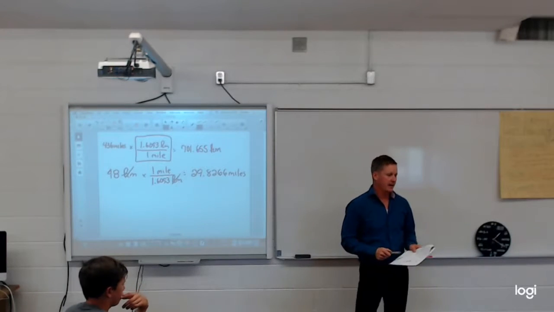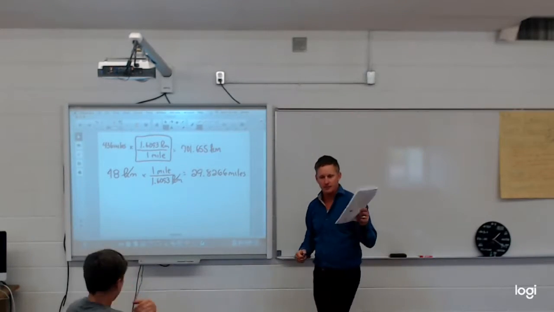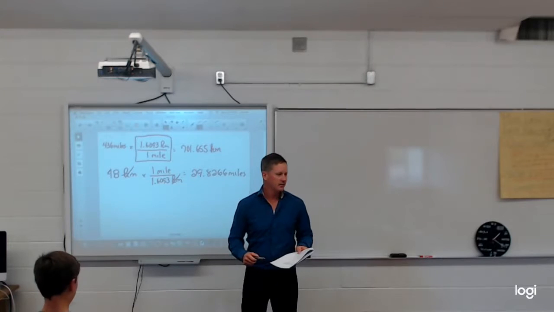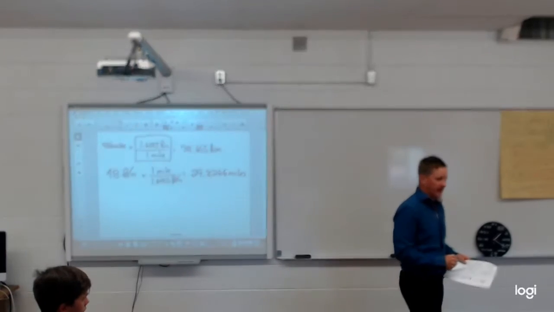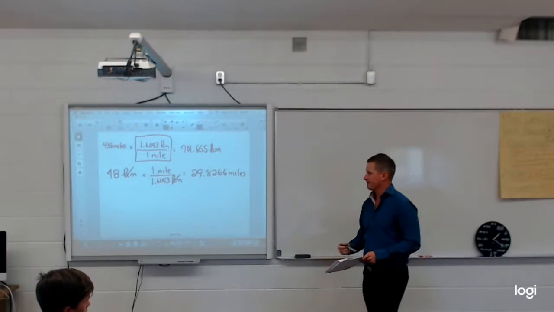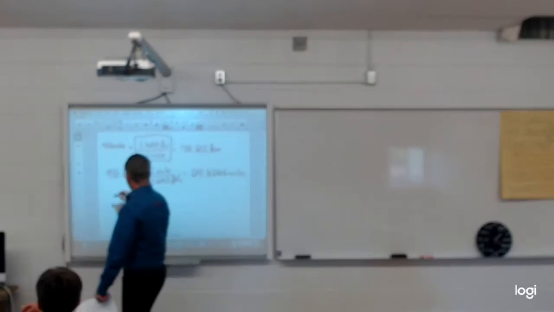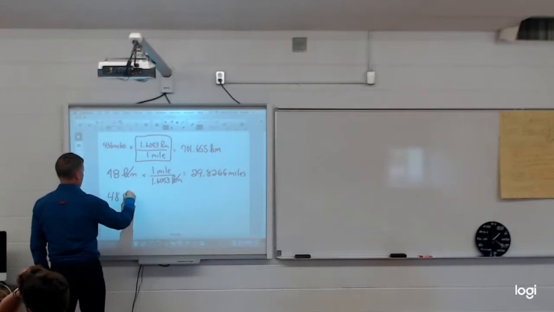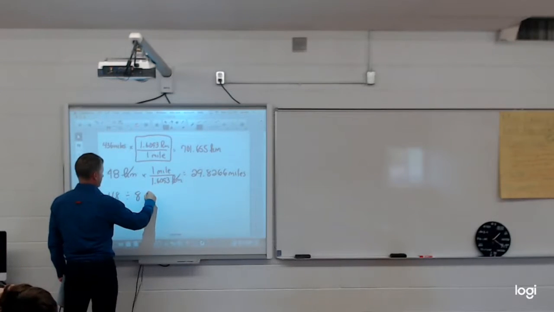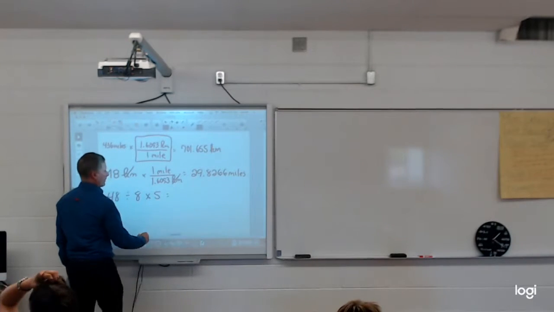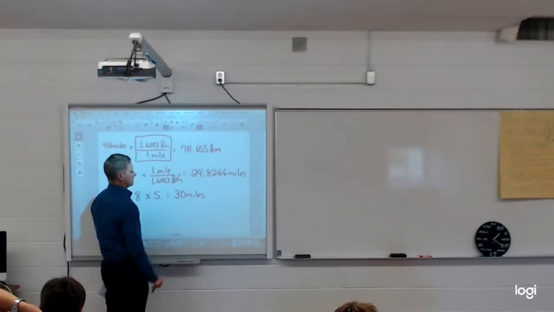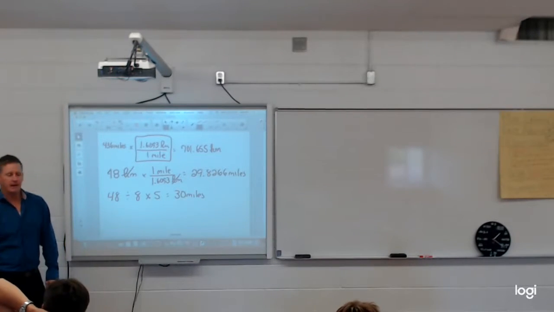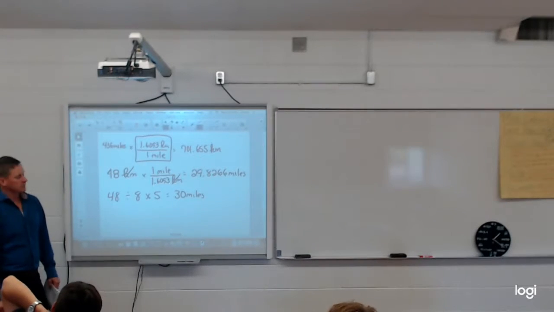I want you to take 48 and divide it by 8. Get off your calculators. 6. I want you to take 6 and times it by 5. What do I get? 30. So 48 divided by 8 times by 5, and what do we get? 30. 30 miles. Not bad, right? It's pretty close.